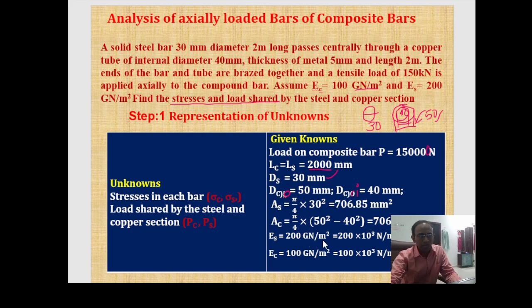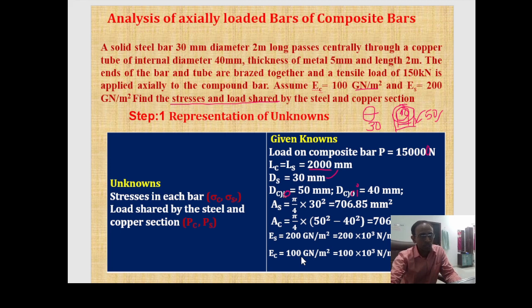So 200 gigaNewton per meter square was given, so that you can convert to 200 times 10 to the power 3 Newton per mm square. As I said earlier, this 200 gigaNewton per meter square can be 200 times 10 cube megapascal, which megapascal also can be written as Newton per mm square. So after converting this into the respective units, now you are ready to use the formulation.